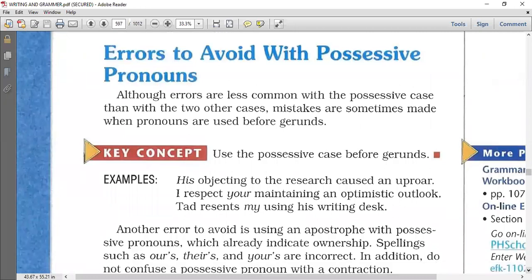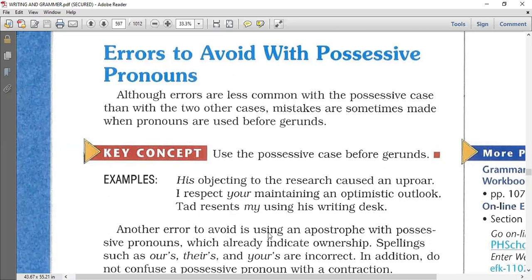Errors to avoid with possessive pronouns. Although errors are less common with the possessive case than with the other two cases, mistakes are sometimes made with pronouns used before gerunds. Let's see the examples. His objecting to the research caused an uproar, some problems. I respect your maintaining an optimistic outlook. Ted resents my using his writing desk.